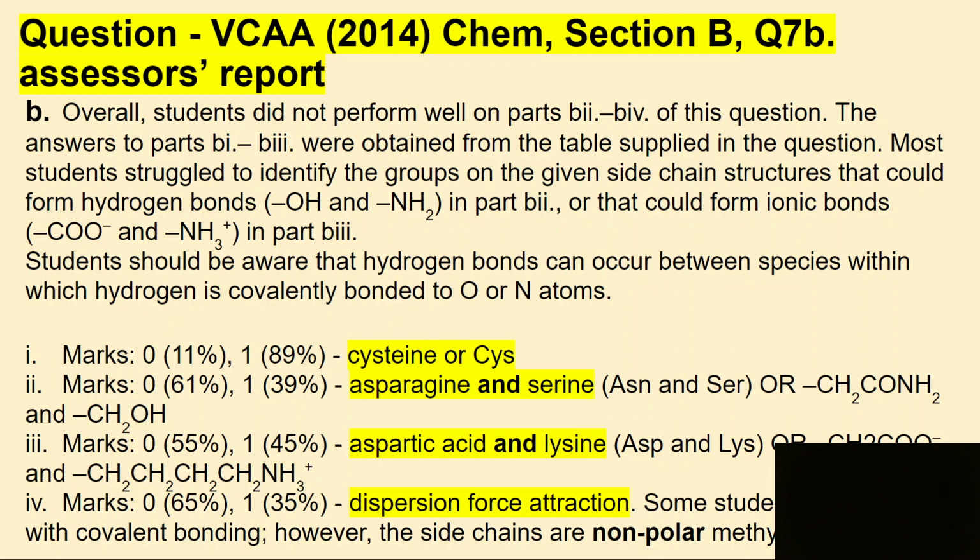35% got the mark for the first one. Some students responded with covalent bonding. However, side chains are non-polar methyl groups. So the only covalent bonding that occurs between R groups is disulfide bridges between two cysteine residues.